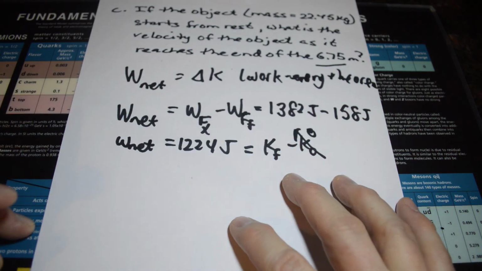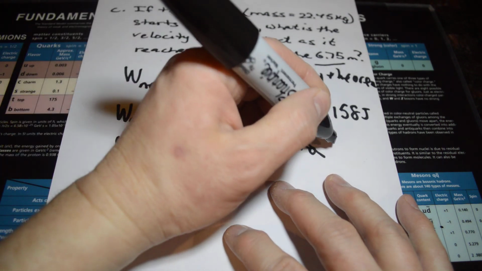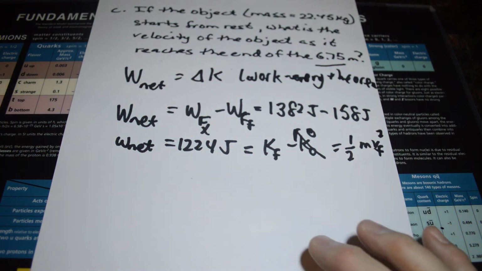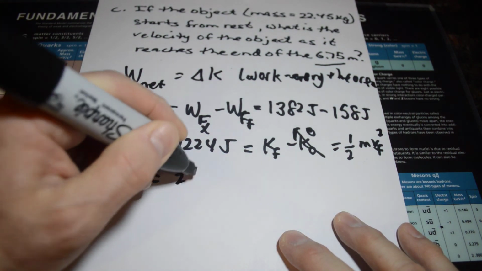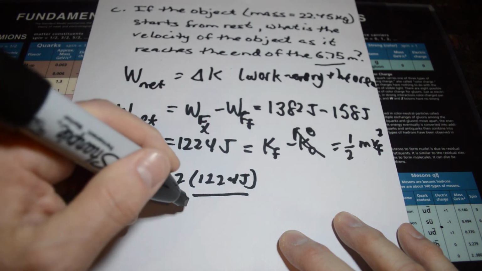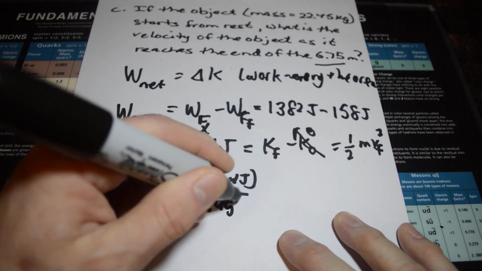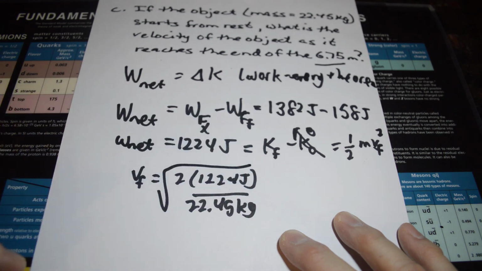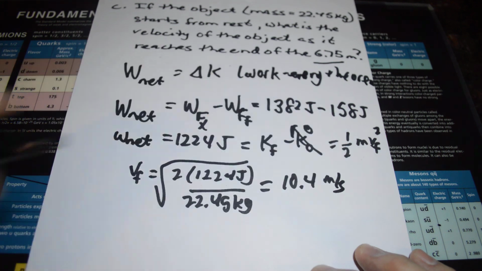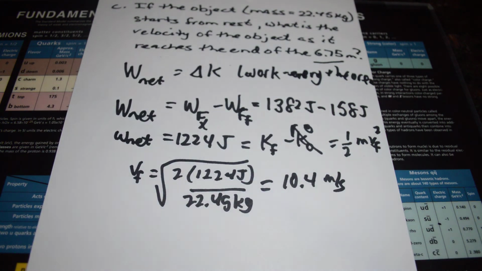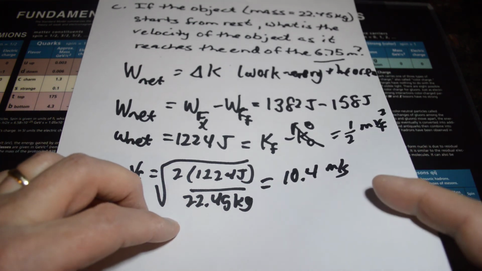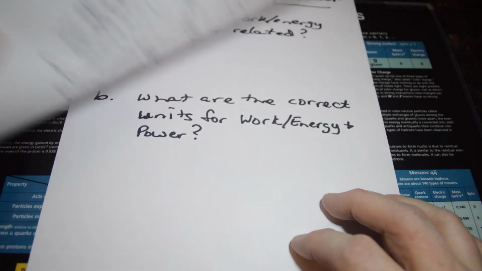So the final kinetic energy, if you're following me, should equal that. So that should just be 1/2 mv final squared. Does that make sense? So v final would just be 2 times that, if you use your algebra, divided by the mass. And the mass was the 22.45 kilograms. And then I'm going to have to take the square root. And if you do that, you could double check for me, but I'm getting like 10.4 meters per second, somewhere around there. Okay, so that was a pretty long problem, but that gives you an idea of how to do a work energy and work calculation problem.